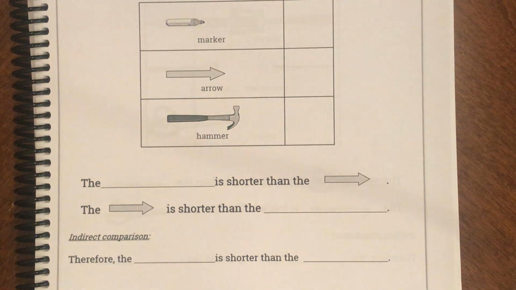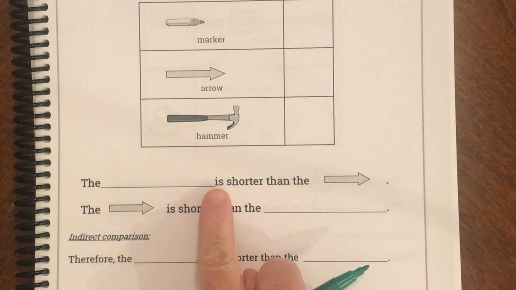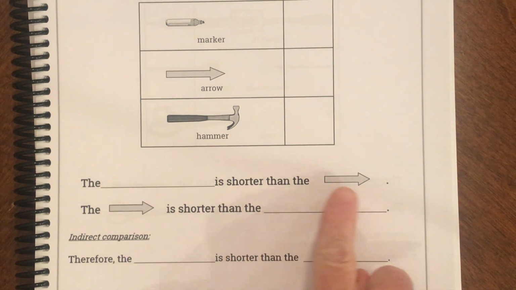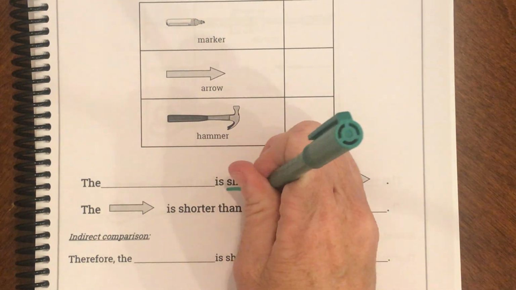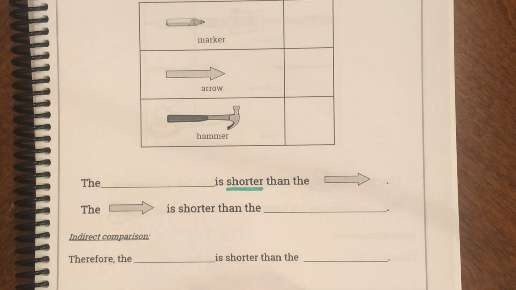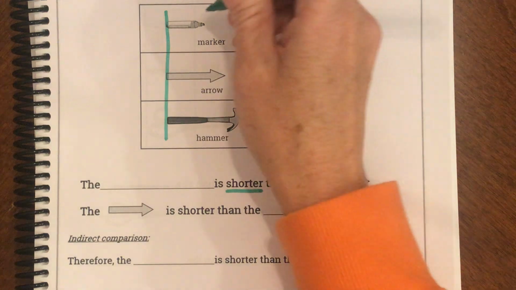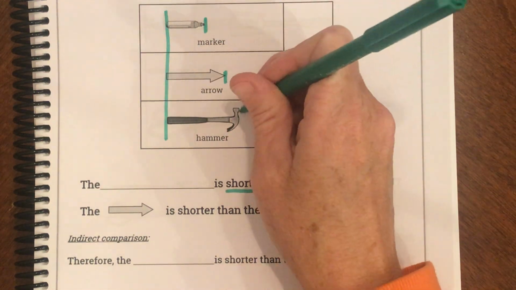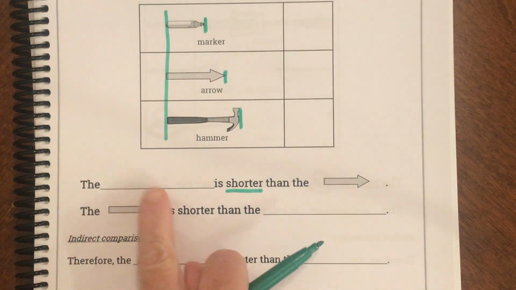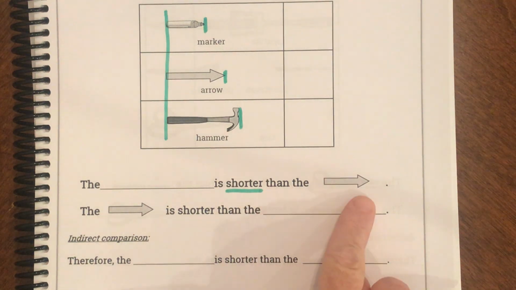Okay, and let's read our questions that we have to fill in the blank. It says, the blank is shorter than the arrow. Okay, I want everyone to underline the word shorter. Okay, let's look at our objects. Ready? See how they're lined up? And then this is where we're going to compare them. So it says the blank is shorter than the arrow.